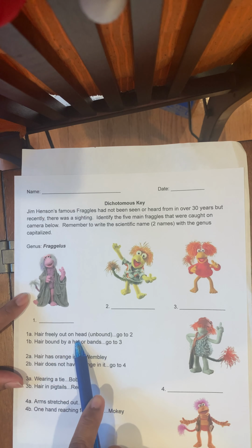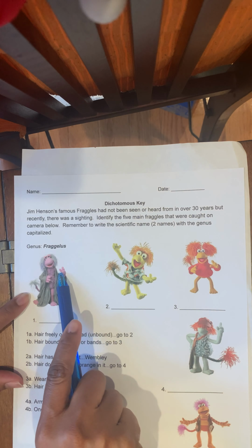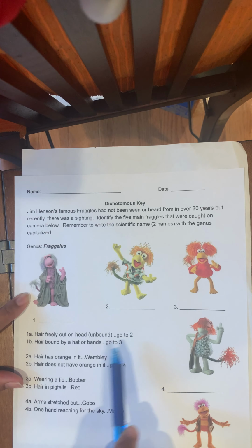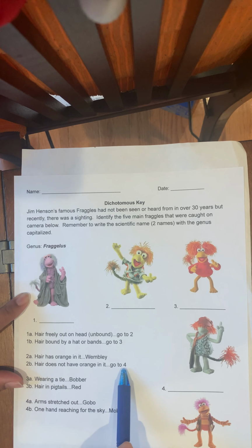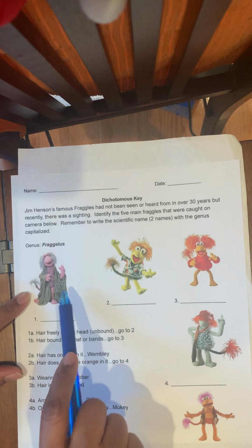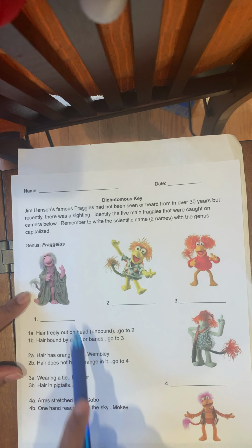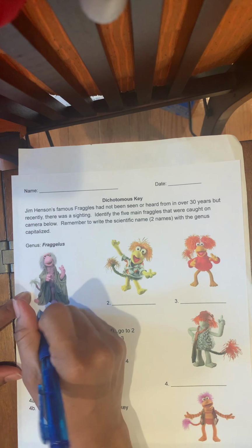Hair freely out on head, unbound, or hair bound by a hat or bands. The hair is free, so that means we go to number 2. Hair has orange in it. No. Hair does not have orange in it. Go to number 4. Here's number 4. Arms stretched out. No. One arm reaching for the sky. Mookie. So the name of this Fraggle is Mookie.